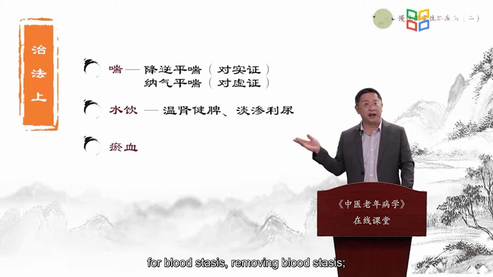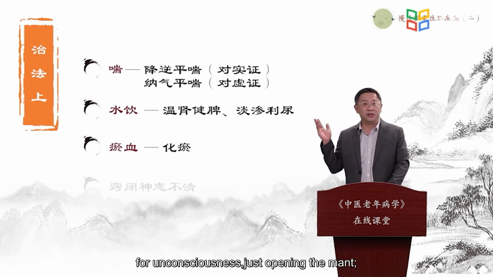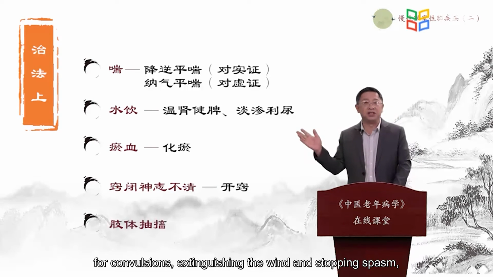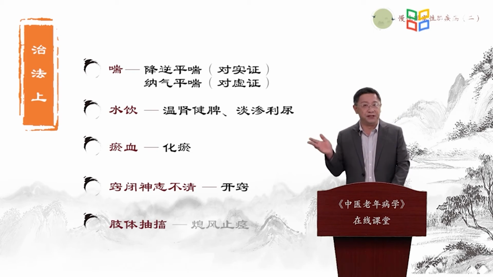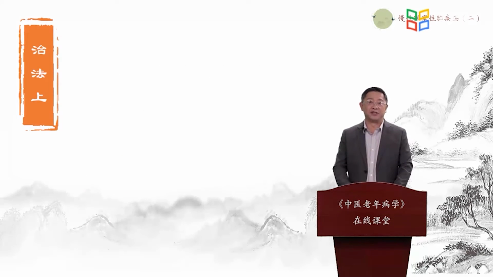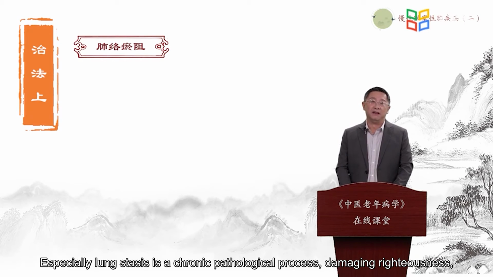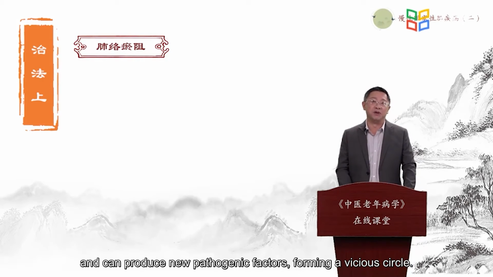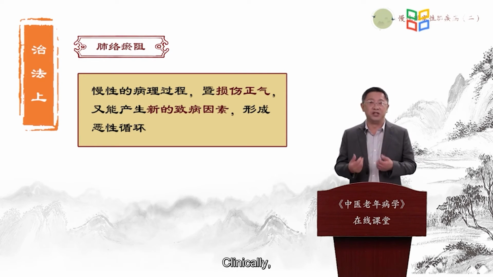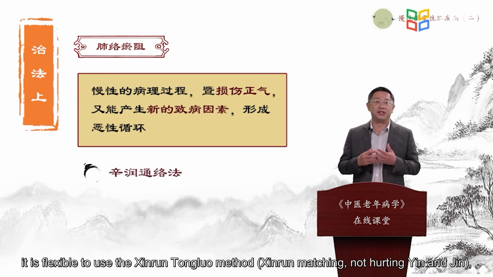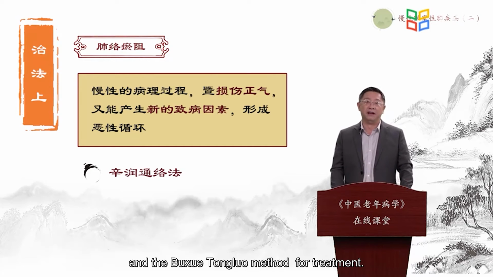For blood stasis, removing blood stasis. For unconsciousness, just opening the mind. For convulsion, extinguishing the wine and stopping span. Especially lung status is a chronic pathological process, damaging righteousness, and can produce new pathogenic factors, forming a viscous circle. Clinically, it is flexible to use the 浸润通络 method and the 补血通络 method treatment.